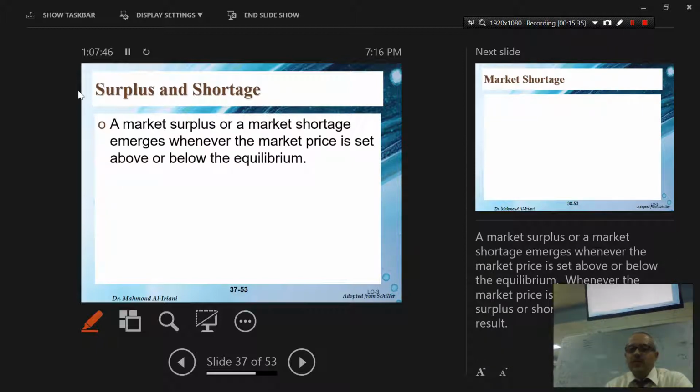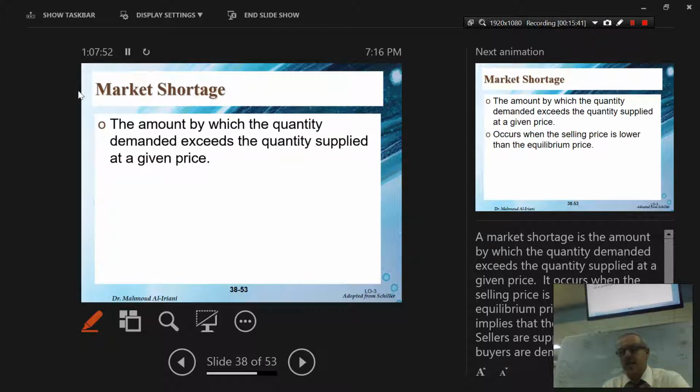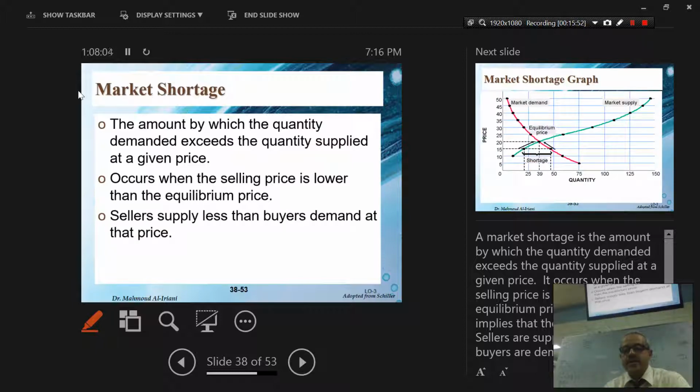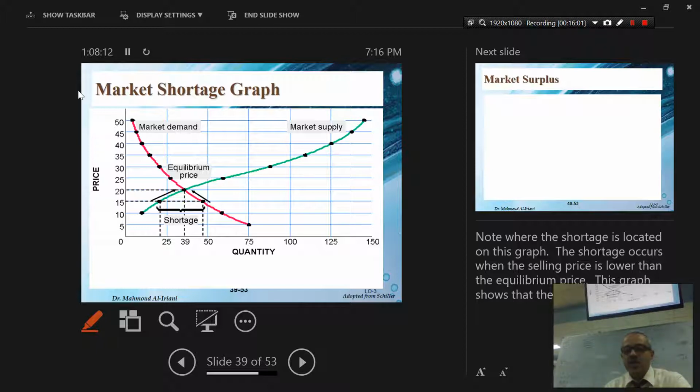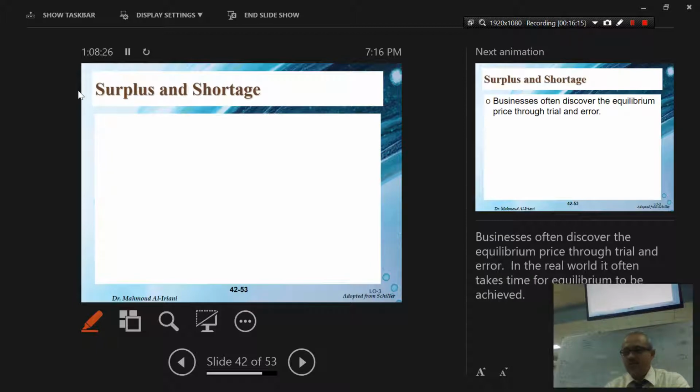And then we talked about shortage and surplus. Shortage is the amount by which the quantity demanded exceeds the quantity supplied, and it occurs when the selling price is lower than the equilibrium price, and sellers supply less than buyers demand at that price. And this is the example and how it looks. We're trying to push to the equilibrium price, but the government says, no, you can't reach 20, only 15. Then we have a shortage. Surplus is the other way around. You guys are okay with this?